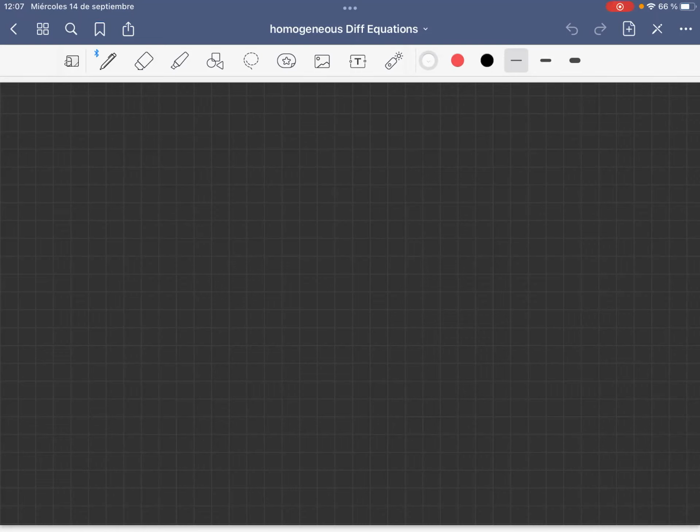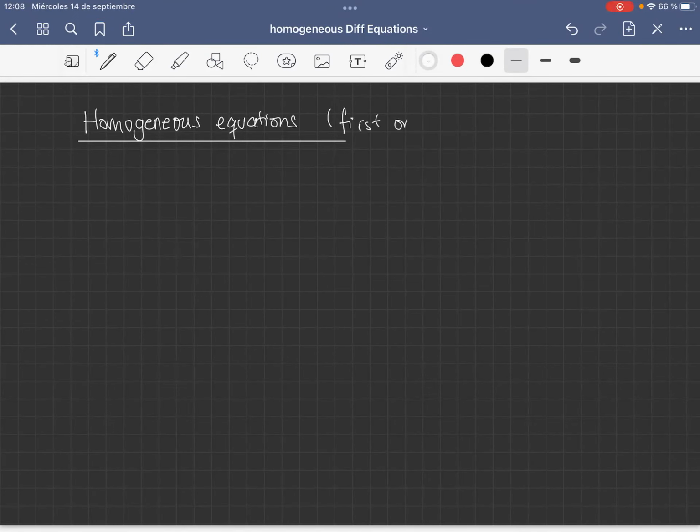So today I'm gonna introduce homogeneous equations. Of course, they are differential equations, and they have a common way of representing them. As we know, we're still in first order differential equations, so we will already have the first derivative for the moment.